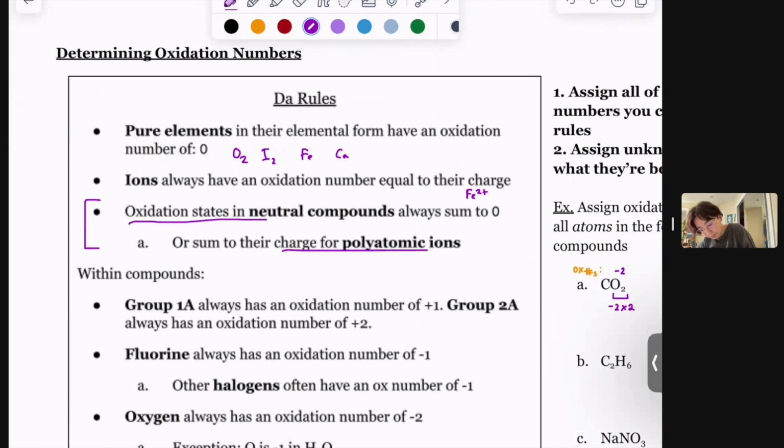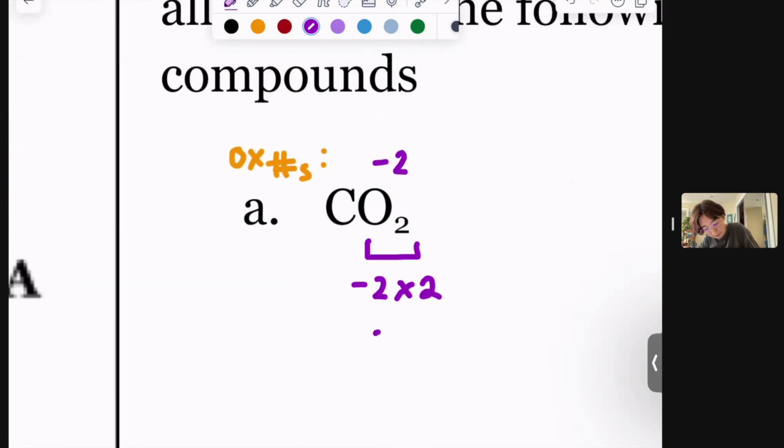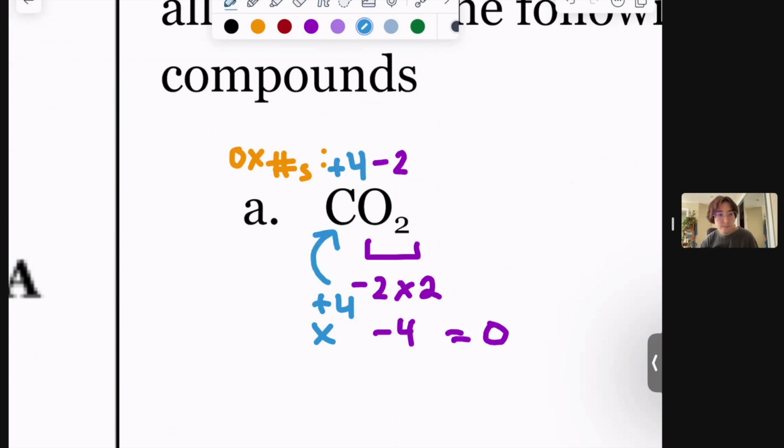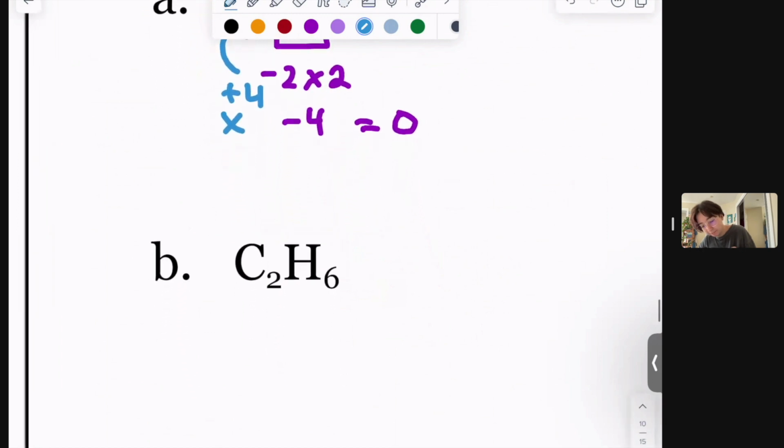So, like I said, we're going to use this to figure it out. Neutral compounds always sum to 0. So far from the oxygens, I have a -4, and I have to put something here to make it 0, which must be +4, right? We all see that, hopefully. And there's only one carbon, so each carbon must have a +4. Hopefully that feels okay. So our oxidation numbers would be +4 on that carbon and -2 on each oxygen.